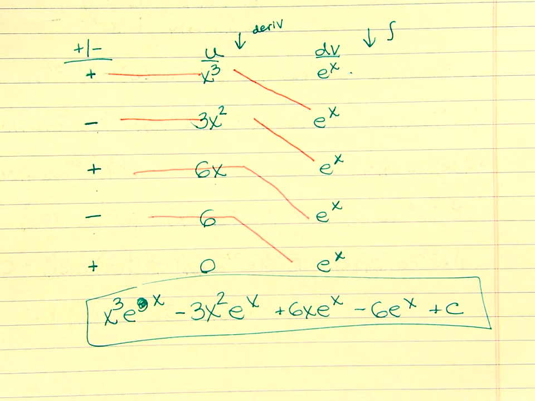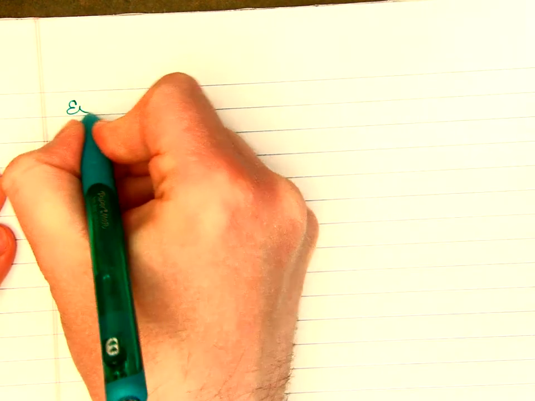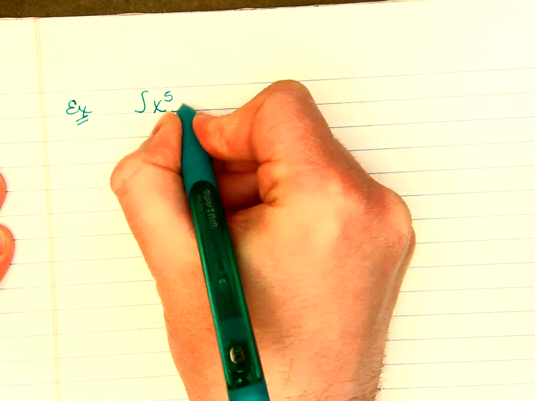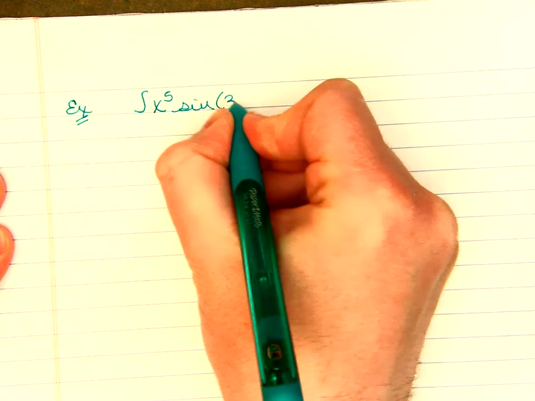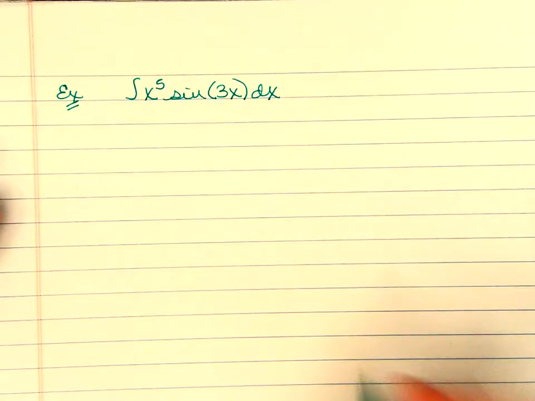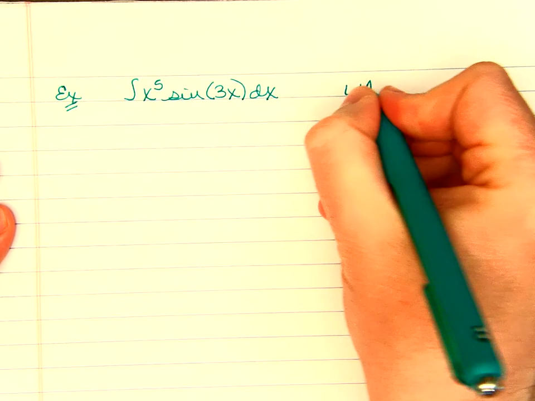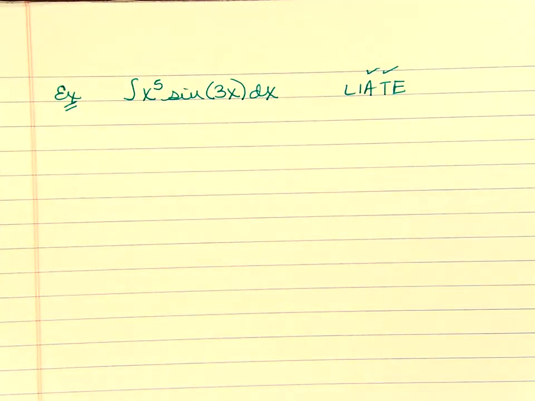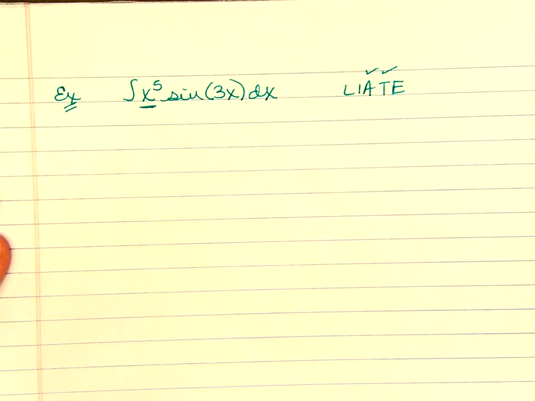I want to show you one more of these. I'd like to take a look at the integral of x to the 5th sine 3x dx. L-I-A-T-E, I have A and I have T, which is the right form for me to be able to use this chart method, and I have a pretty high power on that algebraic part.